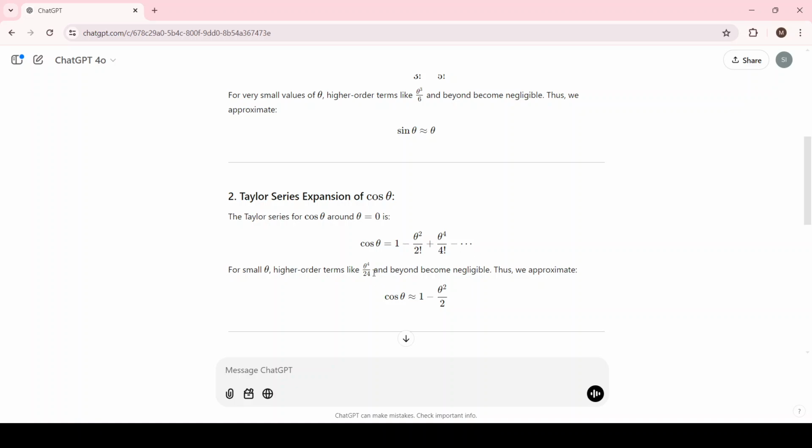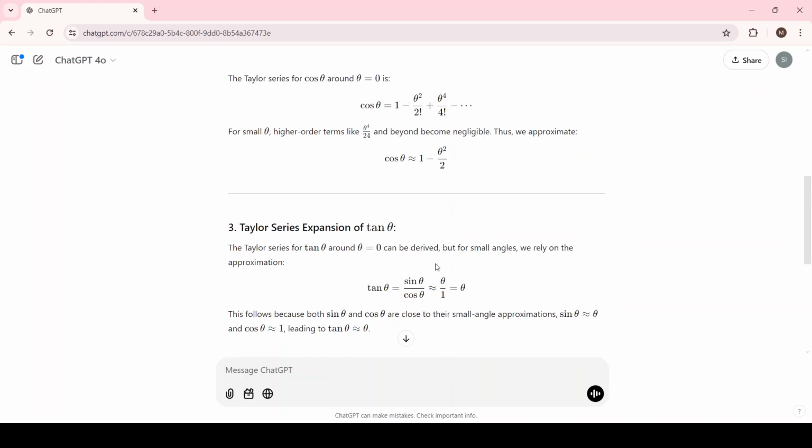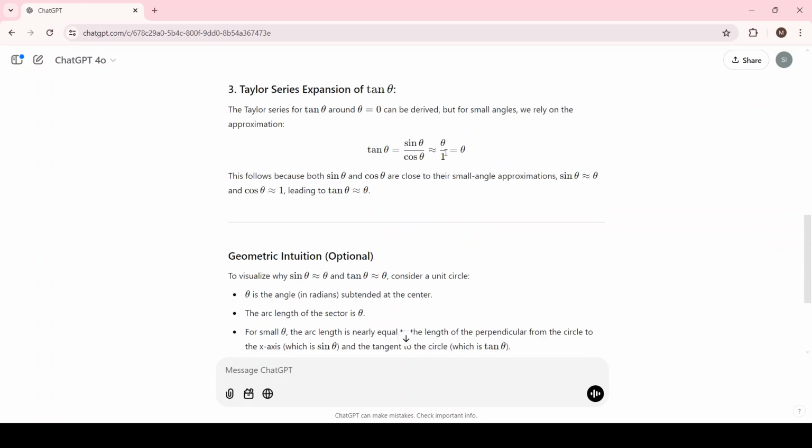I mean, the bigger the power of theta, the smaller they become when theta is small. So for instance, we said this in our own video, but if theta was 1 over 10, then theta squared is 1 over 100, but theta to the power 4 is 1 over 10,000.